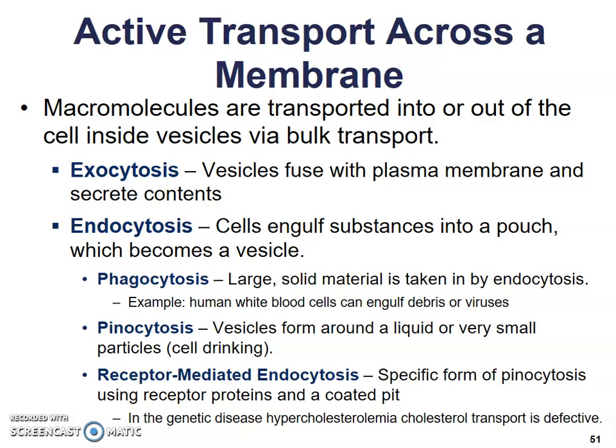Phagocytosis, which is often called cell eating. It is when large solid molecules or materials are taken in. So this would be like a white blood cell attacking something bad in a body, like a virus. Pinocytosis is known as cell drinking, and it is when a vesicle forms around a liquid or a very small particle. And then there is receptor-mediated endocytosis, which is a specific form of pinocytosis using receptor proteins and a coated pit. So basically, the cell is looking for something specific, and it's only going to take it in if it matches up with that receptor protein.